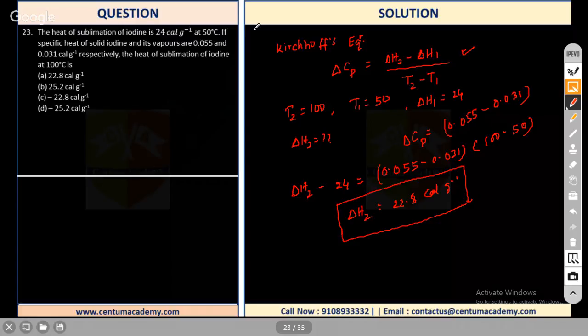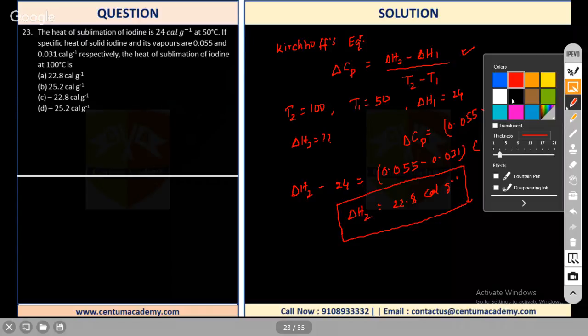Are we getting option B? Okay, I'll cross check this. I think the formula is correct. This is the formula. I think I read H2 minus H1 by T2 minus T1. Both will be written like this only. Okay, I'll see this calculation. I'll cross check this. Okay, let it be now.